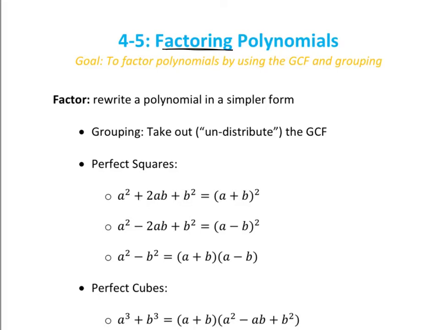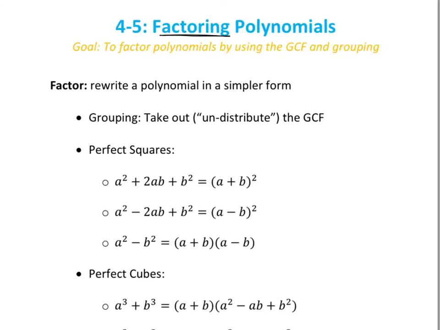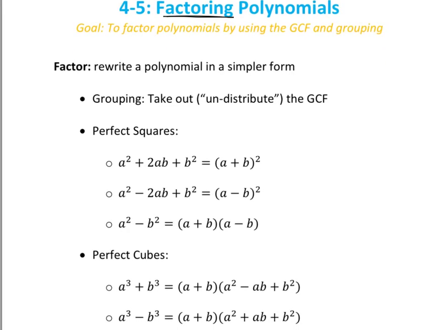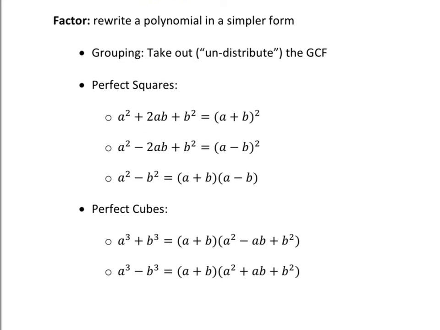So factoring is basically rewriting a polynomial in a simpler form. It's rewriting a couple of different terms in a way that is easier for us to use. We're eventually going to use it to solve equations, okay? So in order to factor these things, I'm going to give you a couple of ways to do it, a couple special cases here. The first way that you could do this is by grouping, okay?